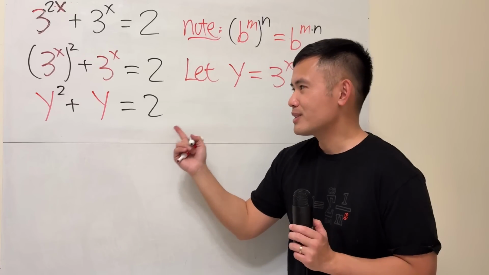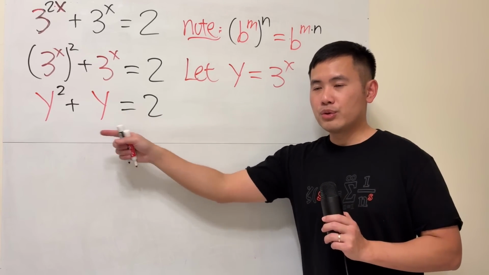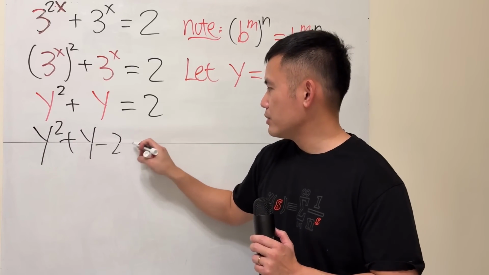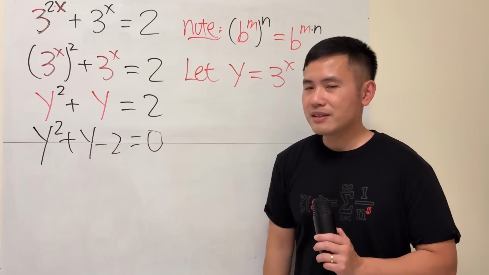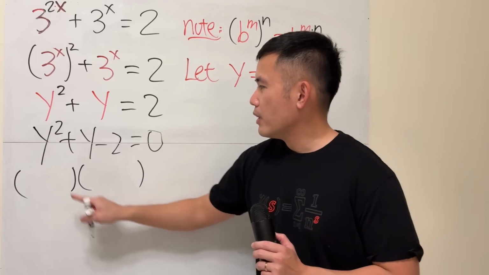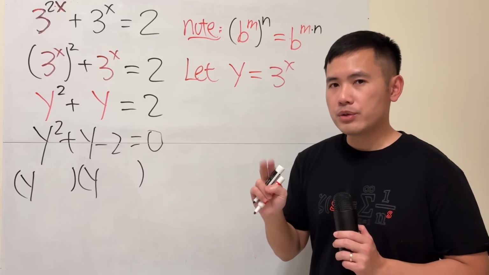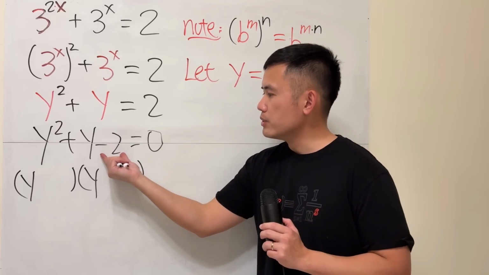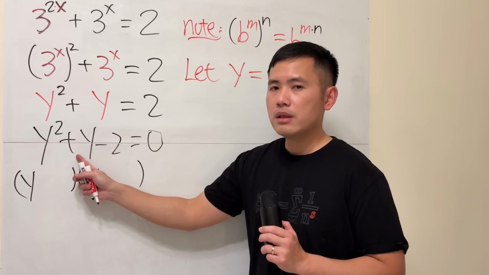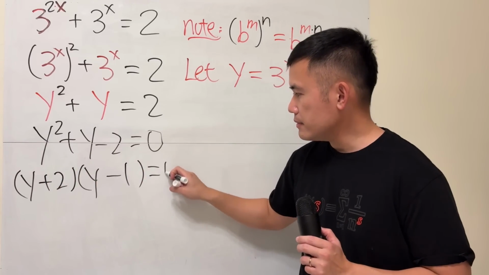Now, this looks really like a quadratic equation, right? Cool. So subtract 2 from both sides, solve it the usual way. y squared plus y minus 2 is equal to 0. Can we factor this? Yes. So 2 sets of parentheses. y times y will give us y squared. Now think about 2 numbers that multiply to negative 2, and together add up to get positive 1. The correct combination is plus 2 and minus 1.